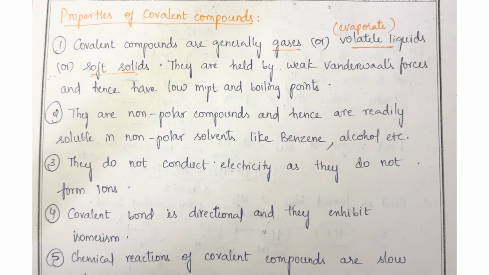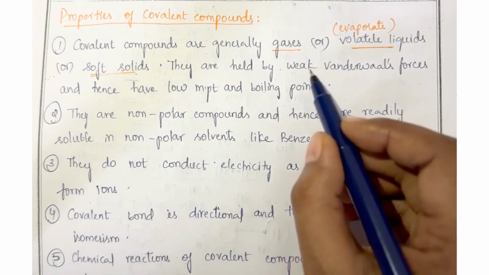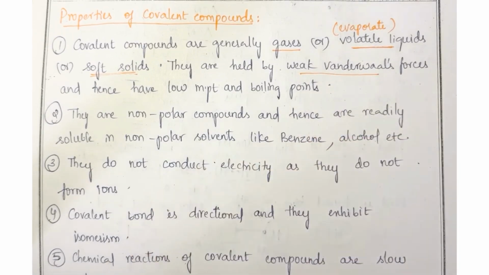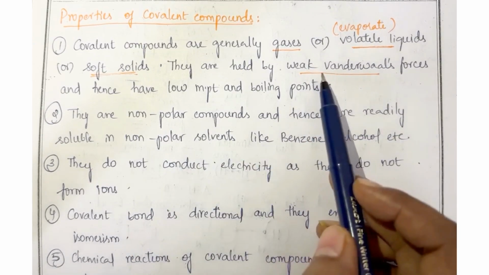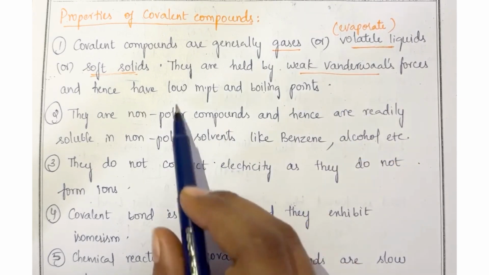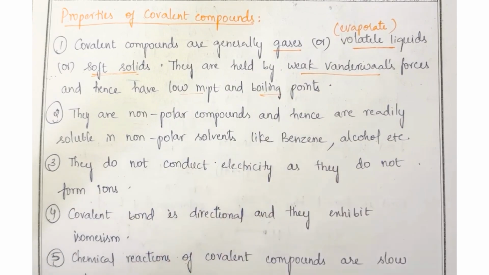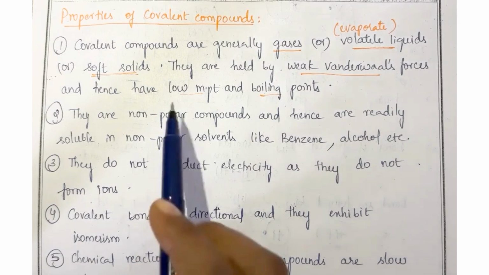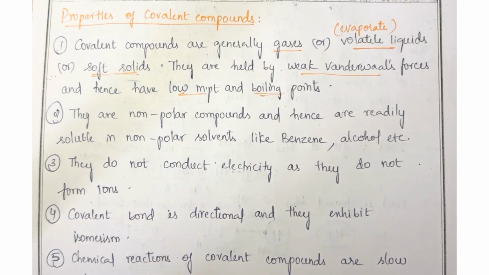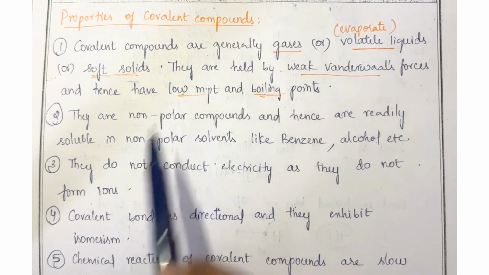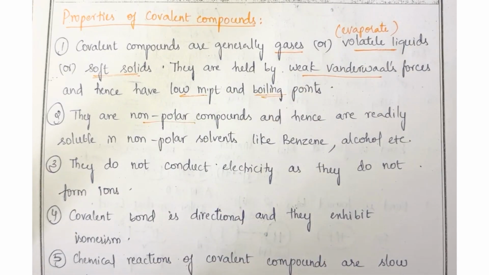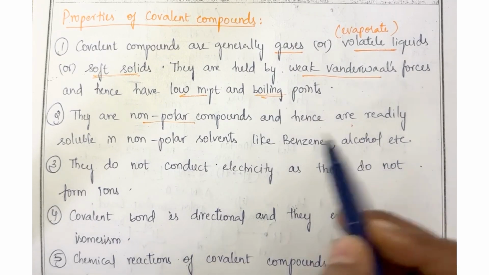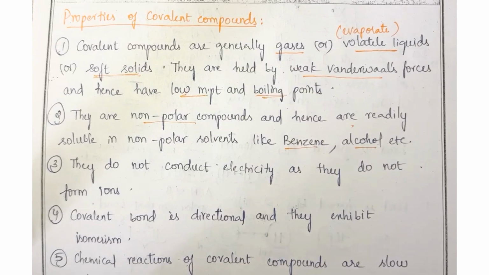This softness or the gaseous nature or the liquid nature is because of the weak van der Waals forces of attraction. So between the two atoms, the attractive forces are very much weak and hence they show low melting and boiling points. So you can convert them into liquids and vapors very easily with less heat, and hence their melting and boiling points are very much low. Now these covalent compounds are non-polar in nature. You cannot separate them into positive or negative charges, but we have seen few polar compounds also, and hence they are readily soluble in the benzene and alcohol.